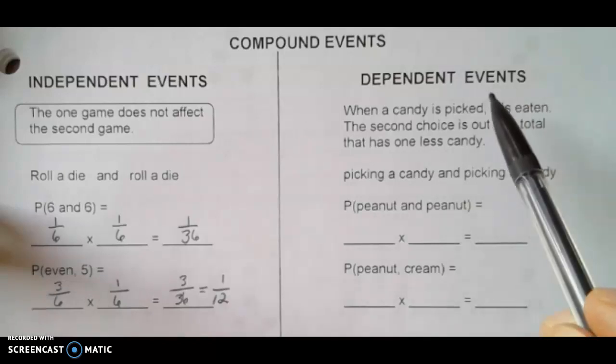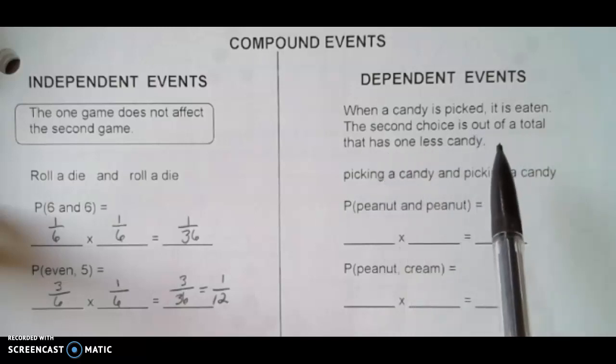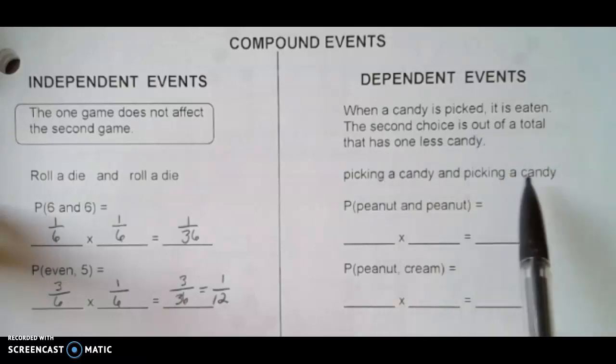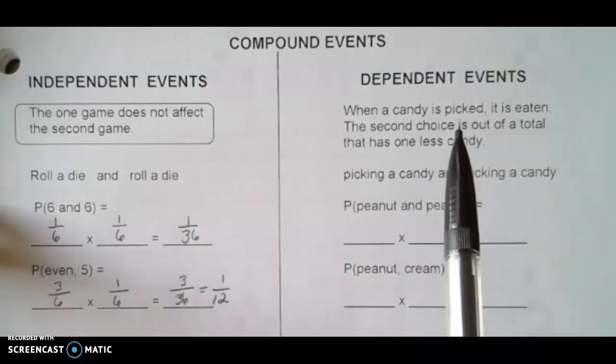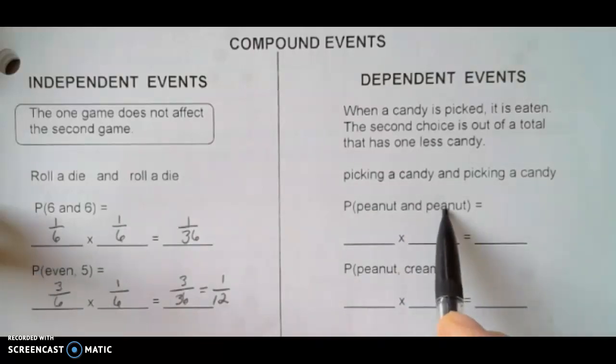On the dependent side, remember, when a candy is picked, it's going to get eaten. So the second choice is out of a total that has 1 less candy. We're going to pick 2 candies in a row, just like what we were doing up above, and we're going to use the same box of candy that we had before. So the numbers are going to be the same. We want to get a peanut candy and then another peanut candy.